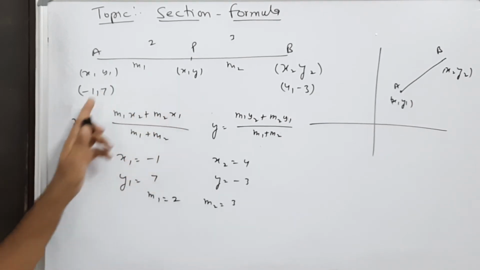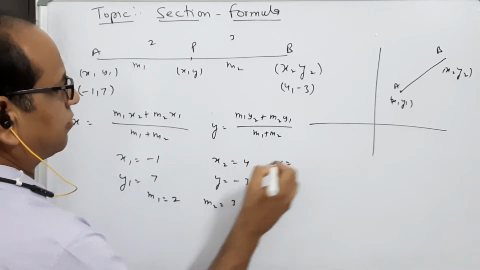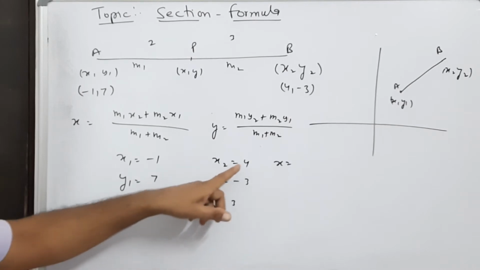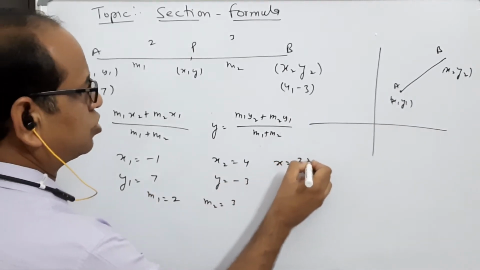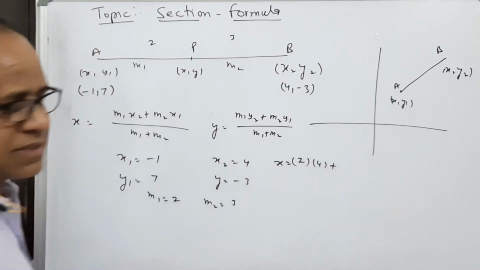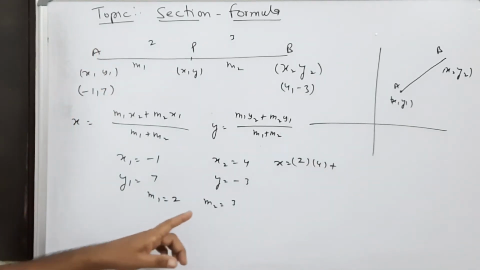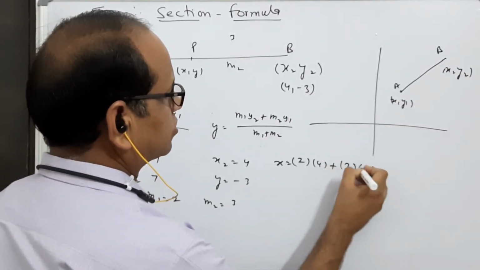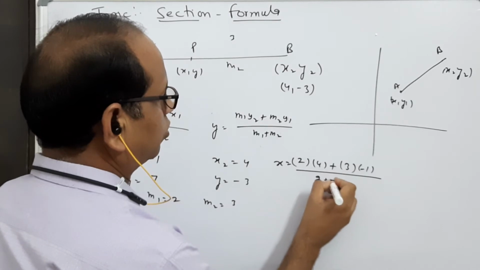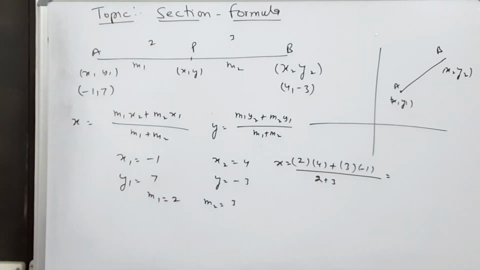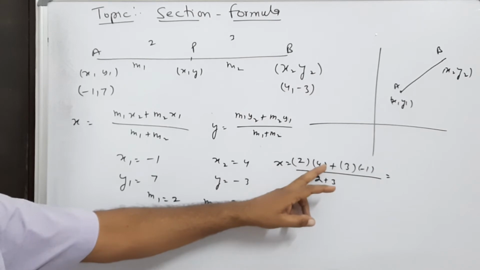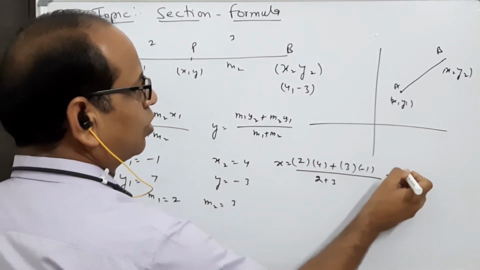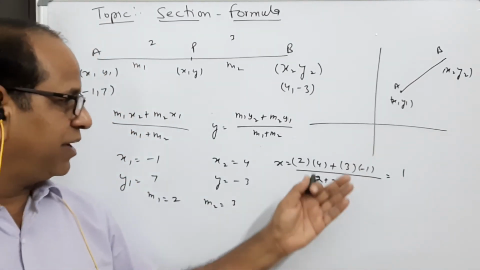Now the first part is, by using this we can find the value of x. So the value of x is m1 x2, that is 2 into 4, plus m2 x1, that is 3 into -1, upon 2 plus 3. When you are a student of 10th class, you know it very well. It is 8 minus 3, 5. 5 upon 5, the answer is 1. So in this way, we can find the value of x.